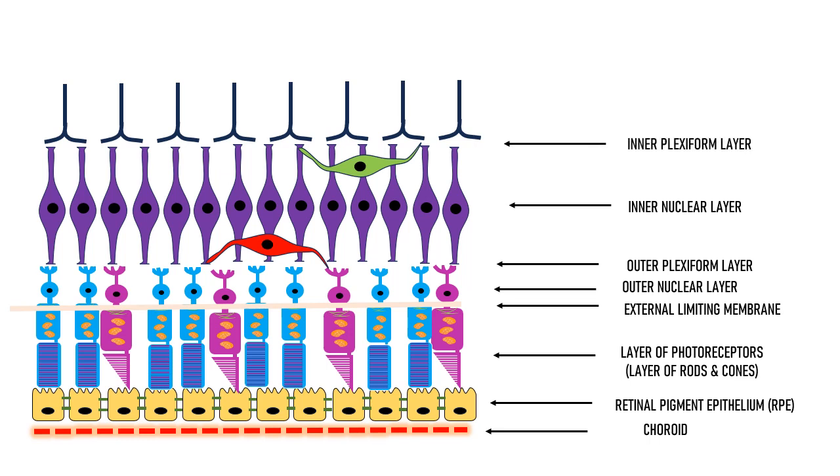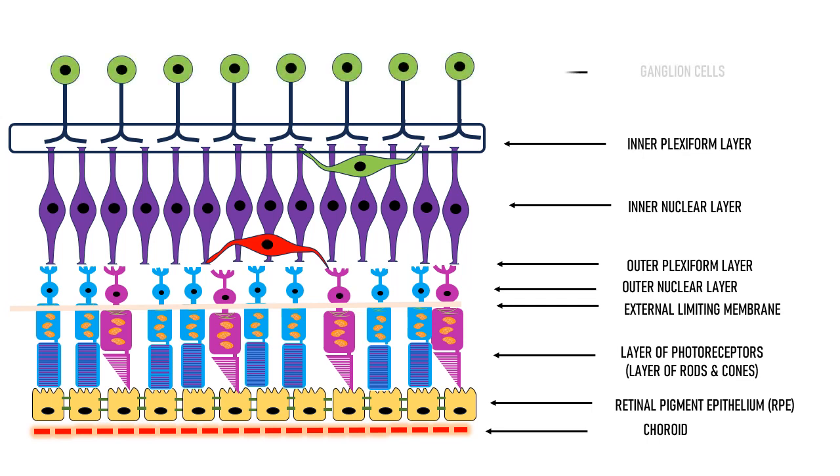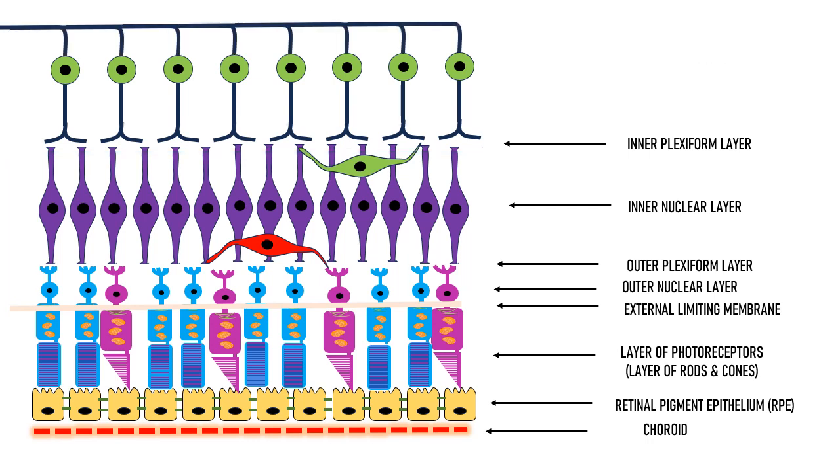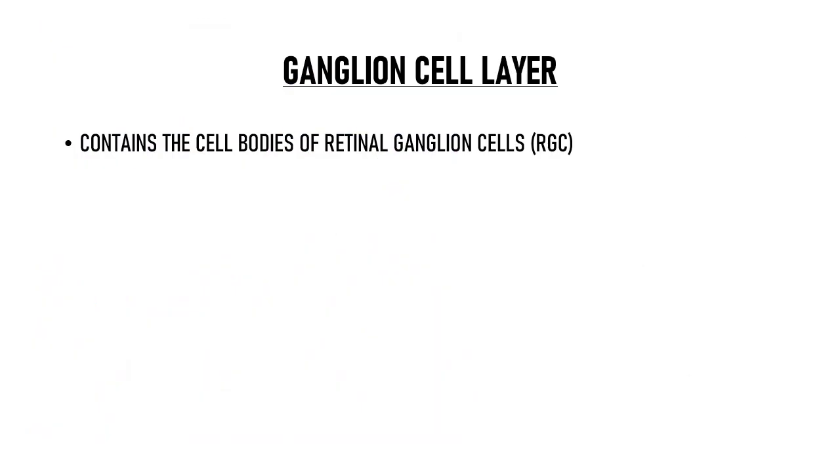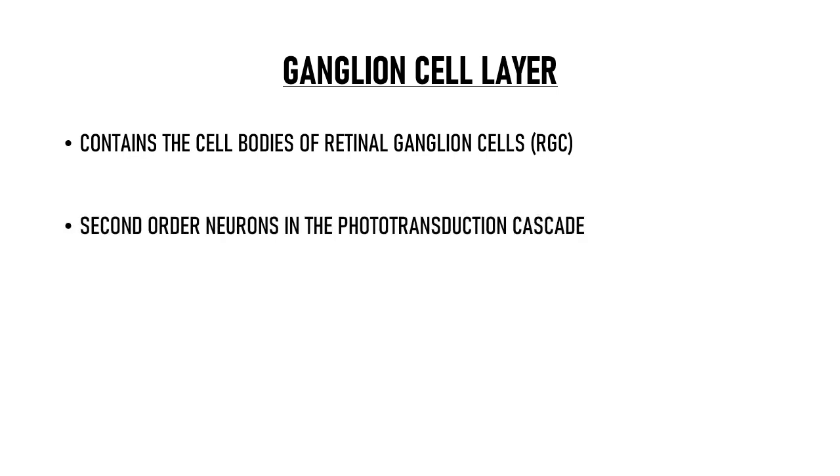The next layer is the inner plexiform layer. This layer contains synapses between the cells of inner nuclear layer with the cells present in the layer above it, which are the ganglion cells. So this layer mainly contains synapses between the bipolar cells and the ganglion cells. So the next layer of retina is the ganglion cell layer. This layer contains the cell bodies of retinal ganglion cells or RGCs.